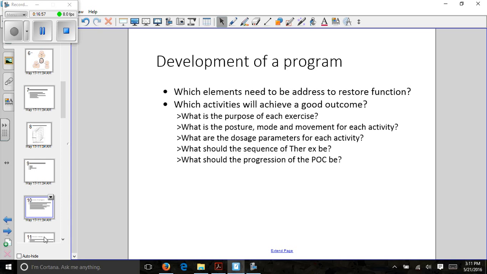What is the posture that's needed? What's the equipment that's needed for every single exercise you're going to do? How much dosage should I give them? How many times a day am I going to tell them to do this? How many times a week am I going to tell them to do this? What weight am I going to tell them to lift? Then what's the sequence? Which of them do you want them to do first, second, third, last, etc.? And then progression. How am I going to progress them? You can't leave somebody with the same exercises forever. They have to be able to progress.